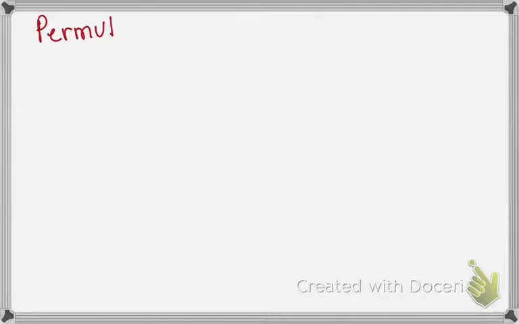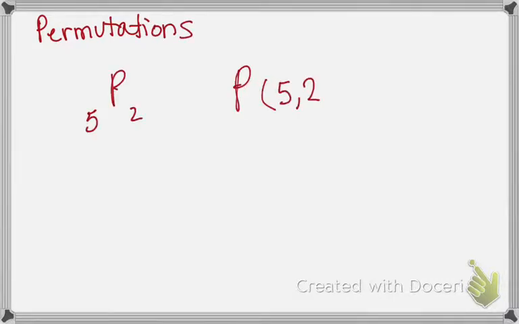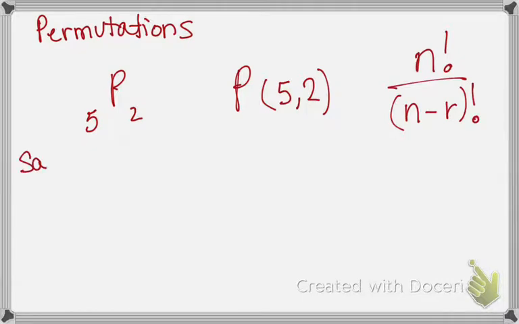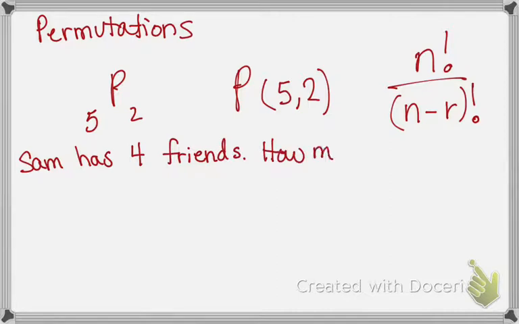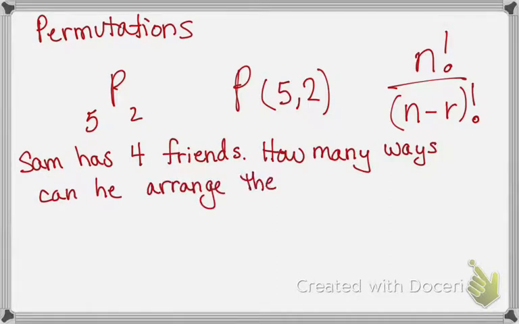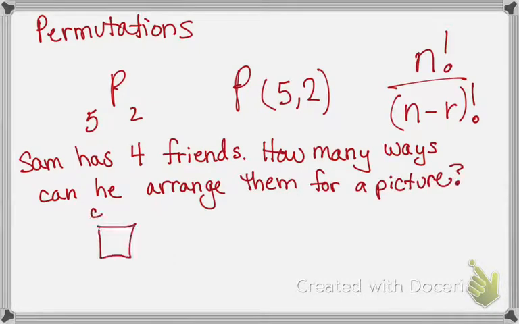All right, now permutations. Permutations are written like this as a formula. You would have 5 items, and you're choosing 2. You could have 5 items and you're choosing 5. So let's do an example here. Sam has 4 friends. How many ways can he arrange them for a picture? And we can use the formula. We can also use event boxes to predict this.